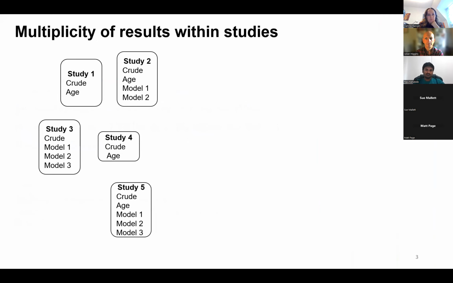First of all, I would like to start by introducing the terms multiplicity and bias due to selective inclusion using an example. In this slide, you can see that there are 5 studies included in a meta-analysis, and they have reported multiple effect estimates. You can see study 1 to 5, there are multiple effect estimates. This means there is multiplicity in the included studies.